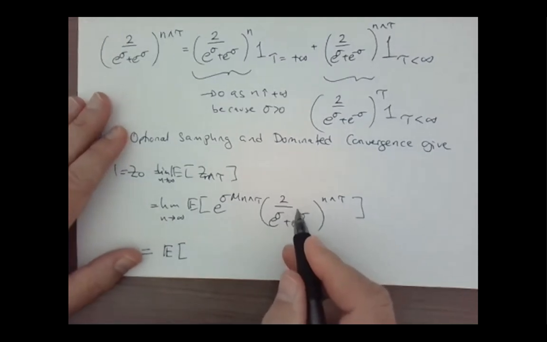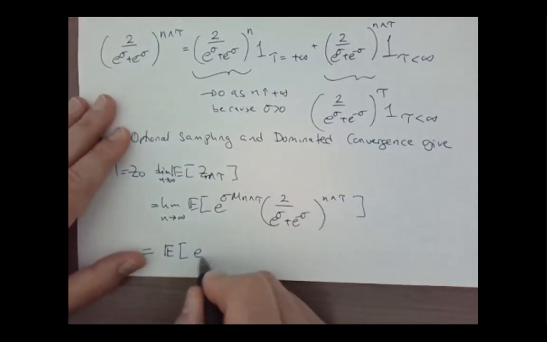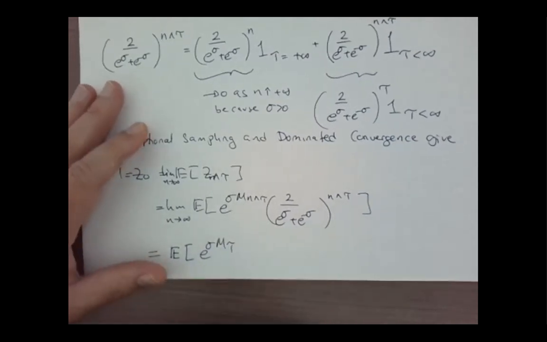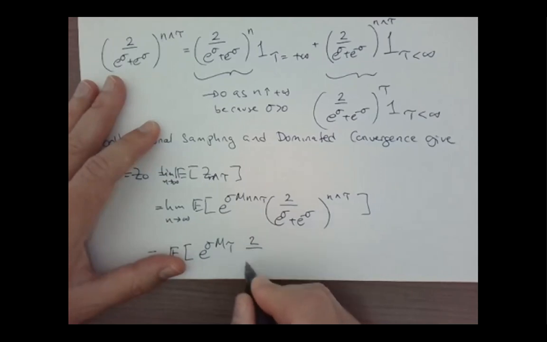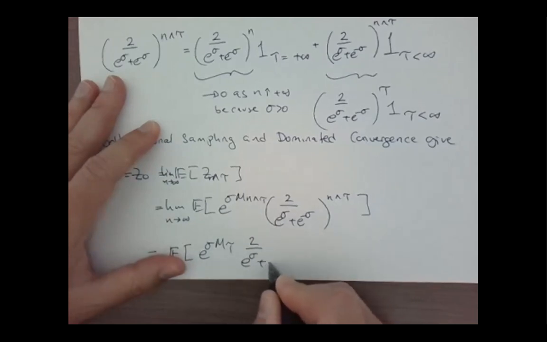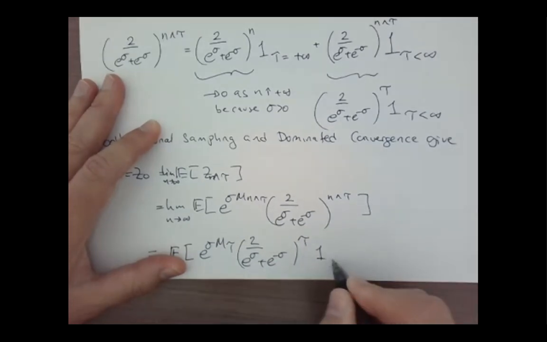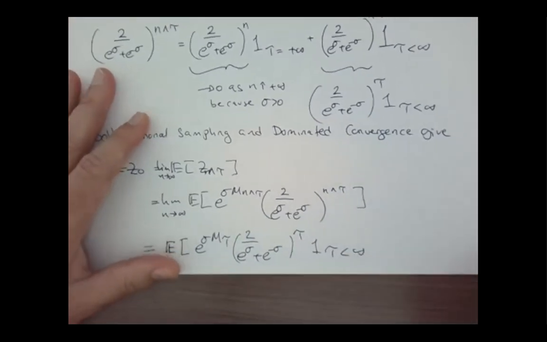And I'm just left with the second term. So here we'll have e sigma M tau, 2 divided by e sigma plus e minus sigma to the power tau, times the indicator that tau is less than infinity.